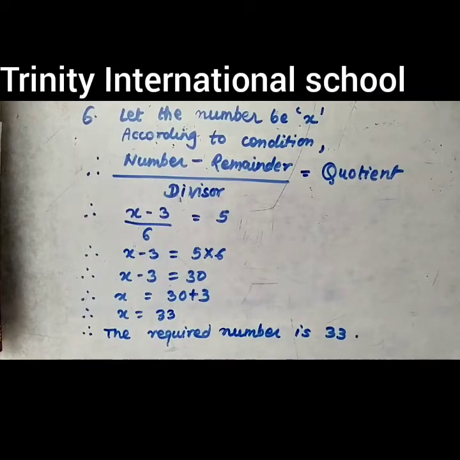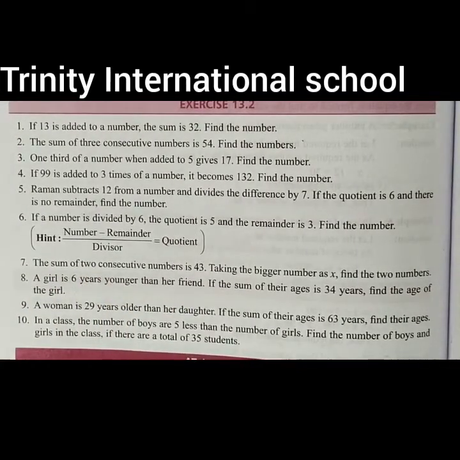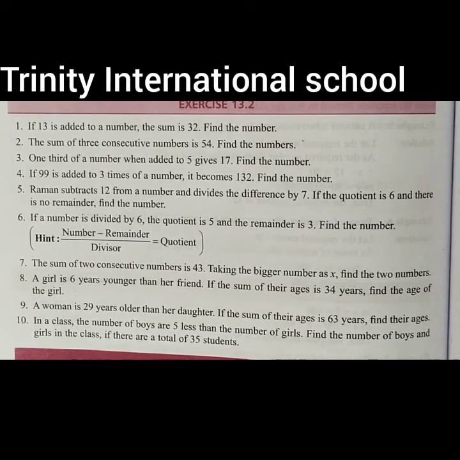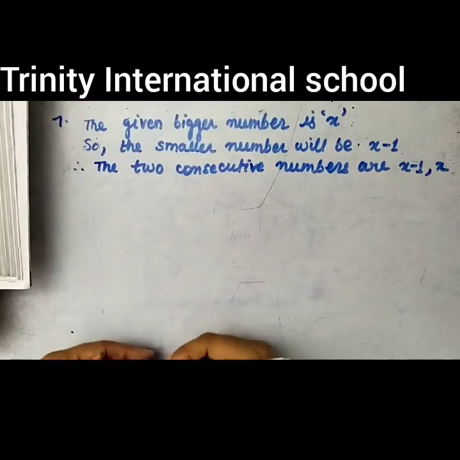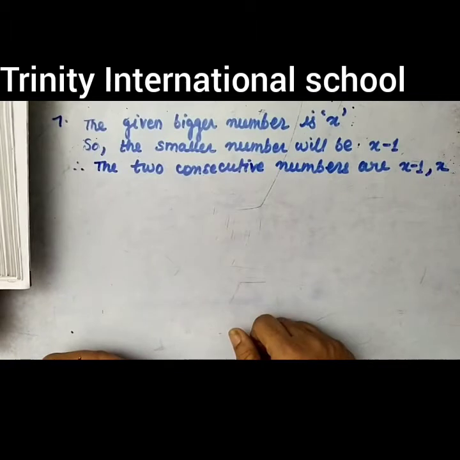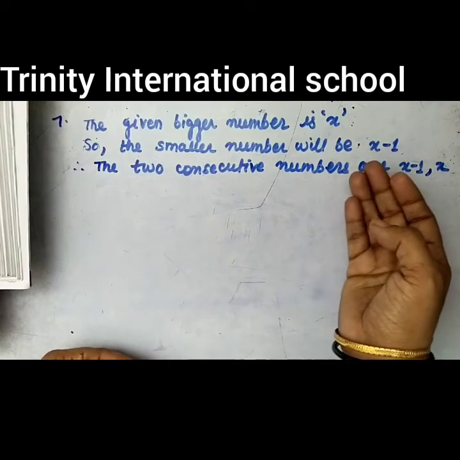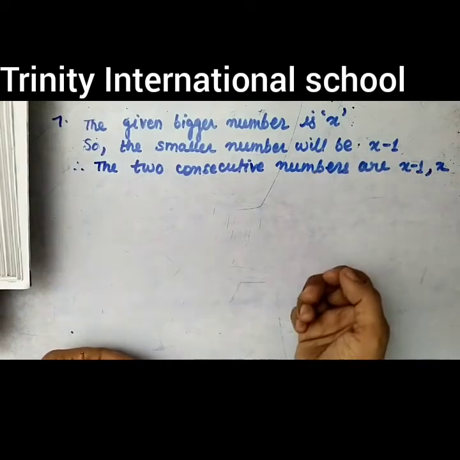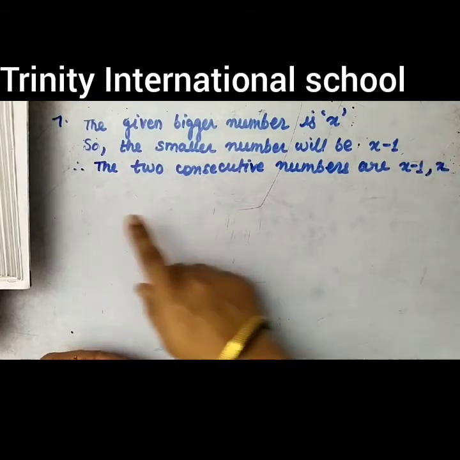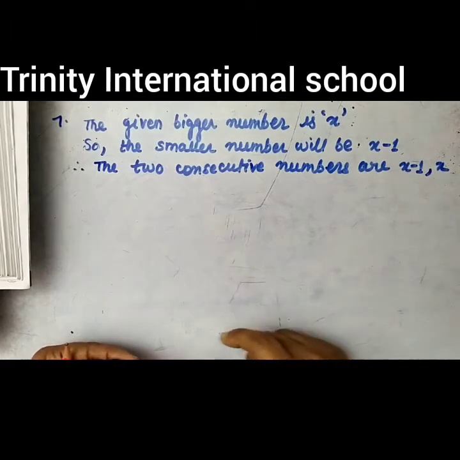So let us move to question number 7. The sum of two consecutive numbers is 43. Taking the bigger number as x, find the two numbers. Let us write the statements. You have already been given the bigger number, so the bigger number is x. The smaller number will be 1 less than the bigger number, so it will be x minus 1. Therefore, the two consecutive numbers are the smaller number and then the bigger number.